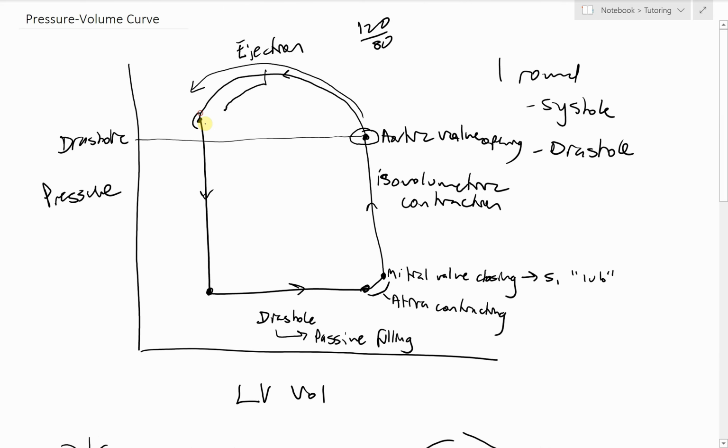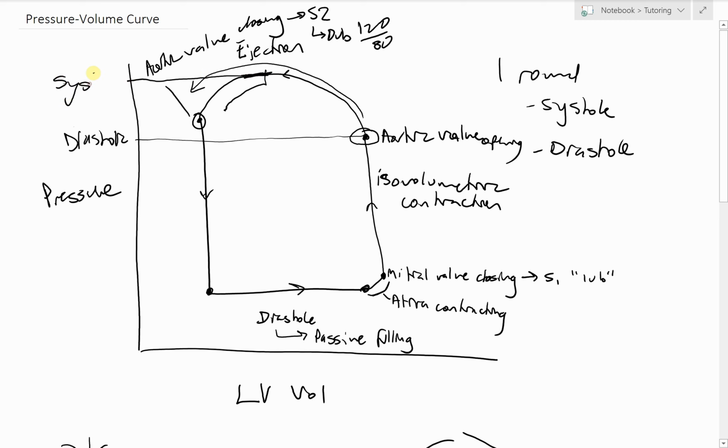So that's what we see here, aortic valve closing. And again, that's what's going to give us our sound. That gives us S2, the dub sound. So lub-dub. The dub is the aortic valve closing. And then this point here, this gives you your systolic pressure. This is the highest point in the curve.